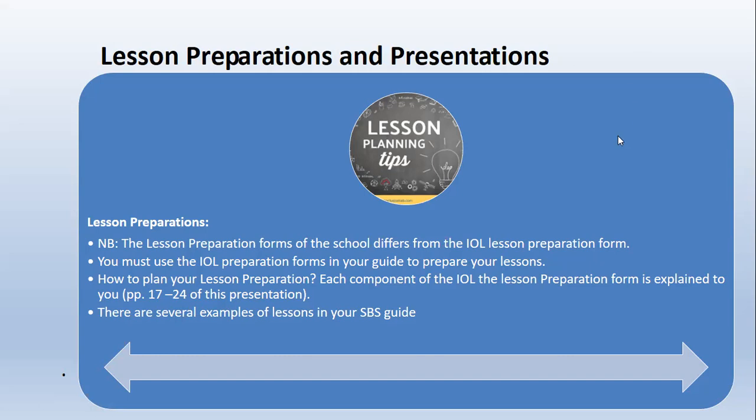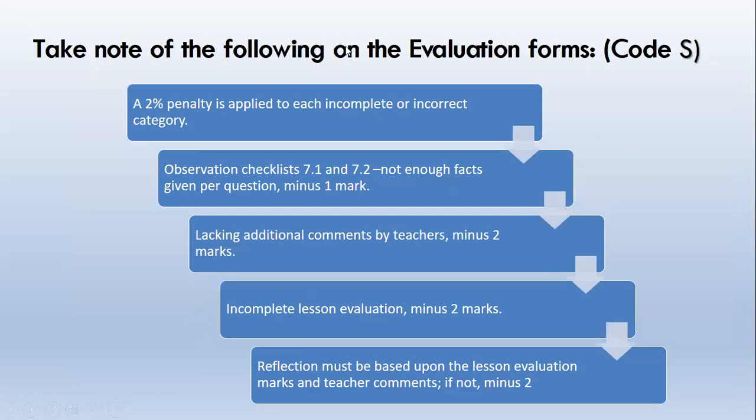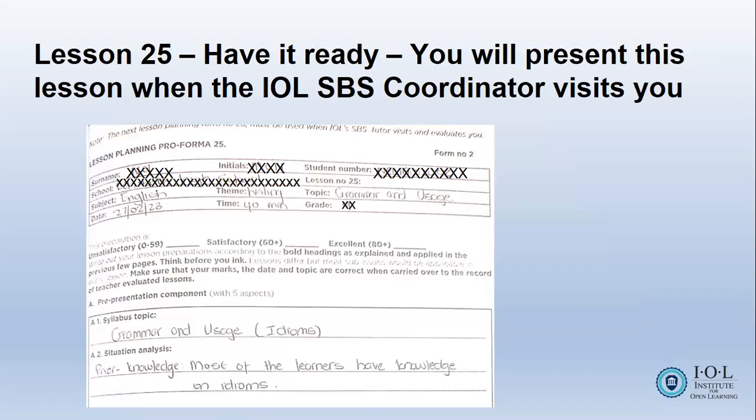So we move on and we see, take note of the following of the evaluation forms. The evaluation. So we see that the penalty there is 2%, and every 2% adds up to 20% at the end of the day. So adhere to all the instructions, complete all the sections. For each of the sections not completed, marks will be deducted from your overall mark.